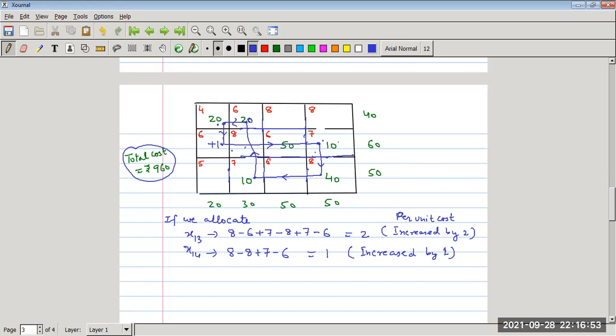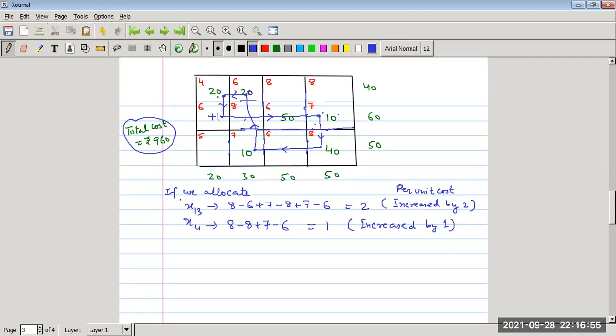In this way, it becomes a loop. Now we have to check what is the net effect. In this point it is increased by 1. We allocate one item. So here we have to reduce one item. Here we have to increase one item. Here we have to reduce one item. In this point we have to increase one item. Here we have to decrease one item.